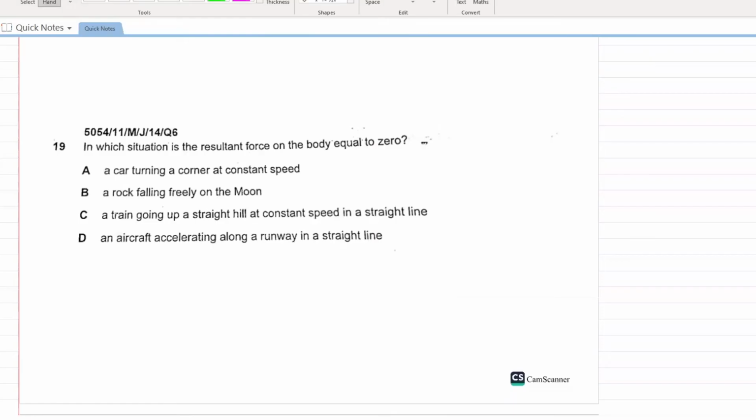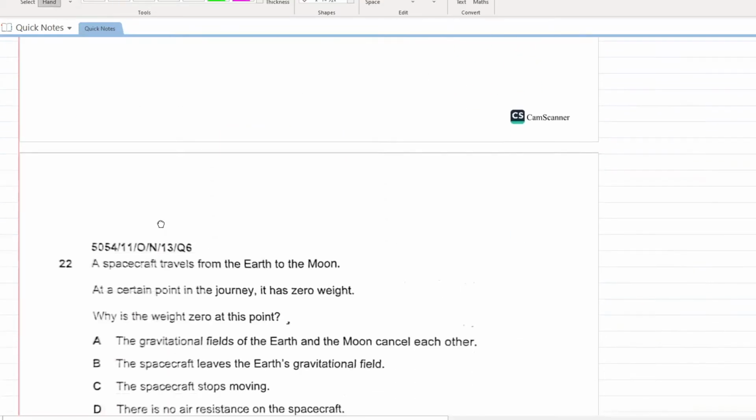Let's further move ahead. In which situation is the resultant force on the body equal to 0? A car turning at a corner at constant speed? No. Here we will have a resultant force. If a car is moving in a circle, the resultant force acts towards the center. We have studied this earlier as well. A rock falling freely on the moon? No. A train going up a straight hill at constant speed in a straight line. Can you notice this constant speed? Whenever you have constant speed, the resultant force equals 0. C is your answer. Let's move ahead.